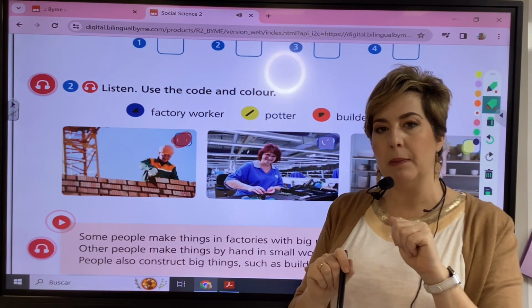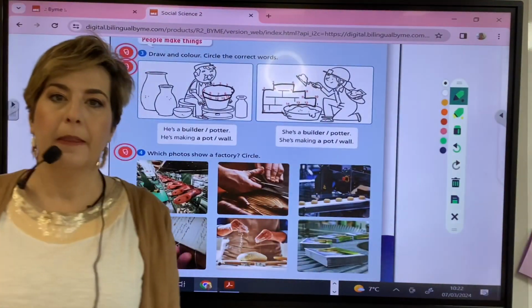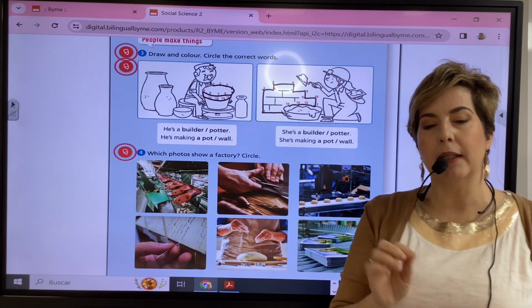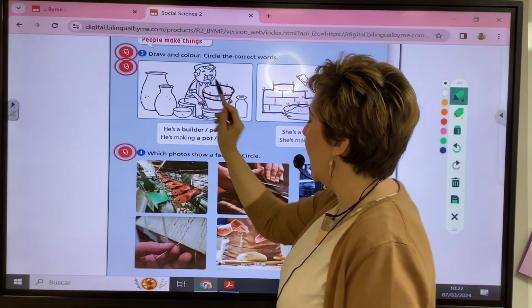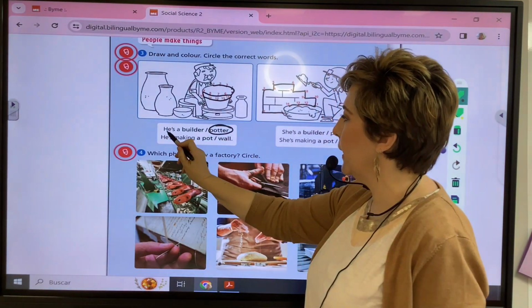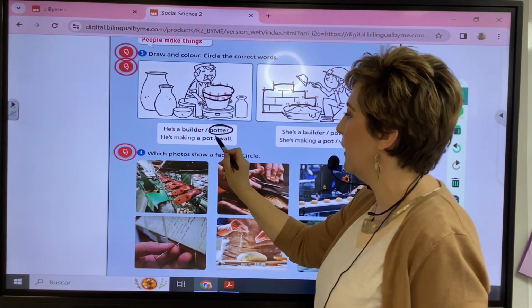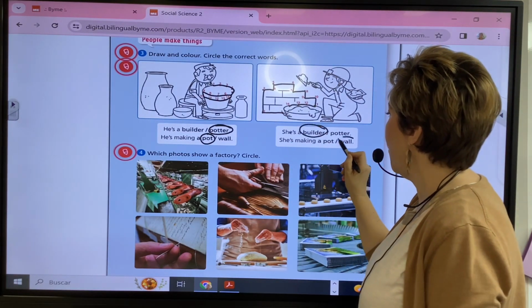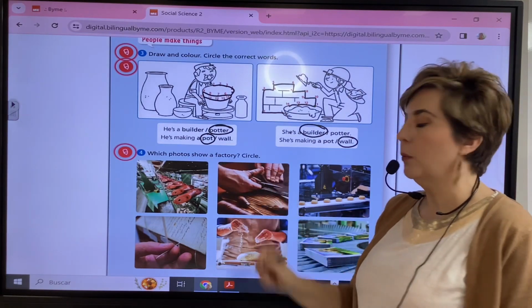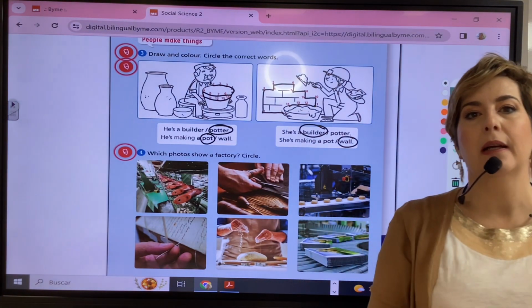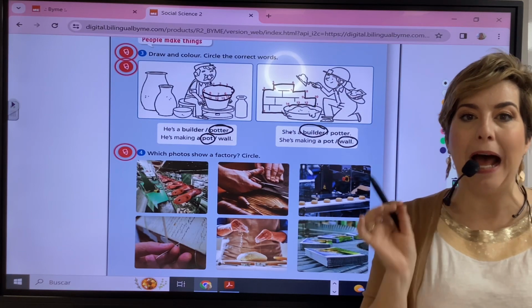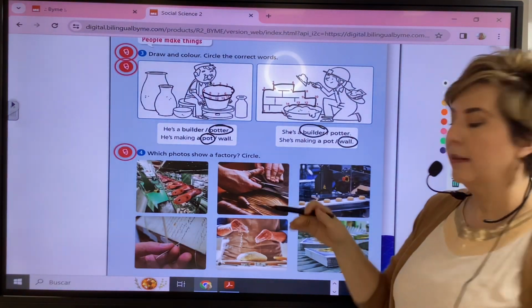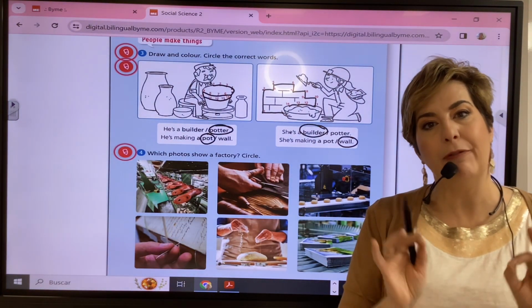Let's do another activity from the review pages. In this page, we have the three types of jobs that we have studied in group two. We have a potter. He is a potter. He is making a pot. She is a builder. She is making a wall. And now here we are going to circle the pictures that we see from a factory. Which of these pictures have been taken in a factory?